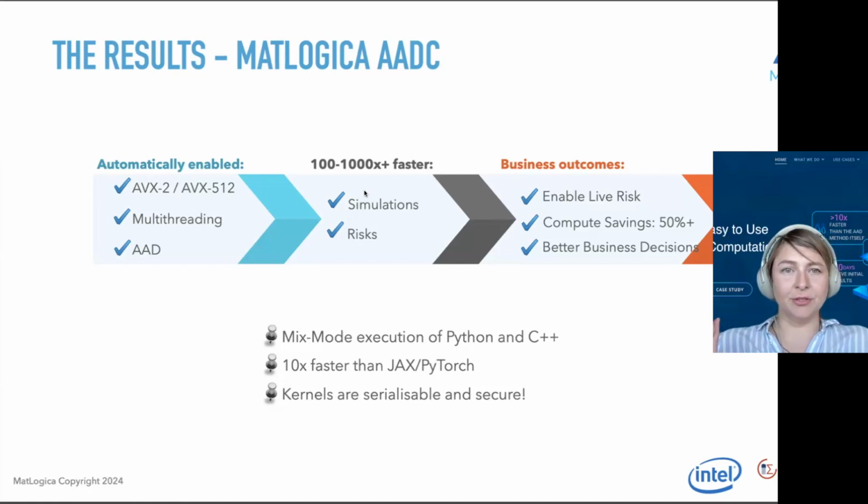And that enables you to get live risk, to save 50% and more in cloud or compute. And as a business, you can make better decisions in terms of hedging, trading, or even prioritizing the features that you want to get to the market. You can also do the mixed mode execution of Python and C++, and we will see an example of that. You get 10 times faster than JAX and PyTorch.